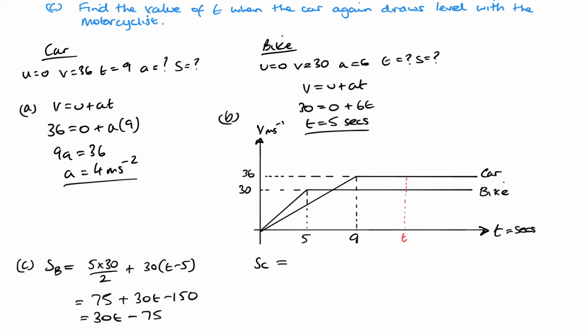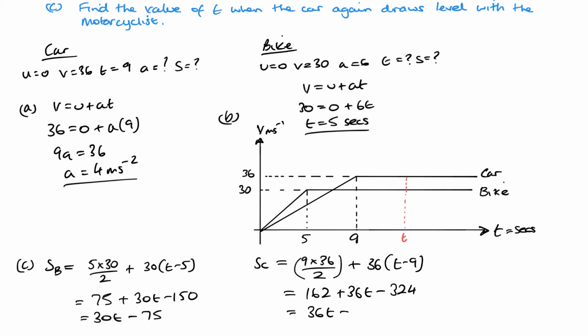Now let's look at the distance the car's gone. So the car's done this triangle here, which is 9 and 36, so 9 times 36 over 2, plus, then it's done this rectangle here. So that's 36 multiplied by t minus 9. Again, let's simplify. And we get 162 plus 36t minus 324, which is 36t minus 162.